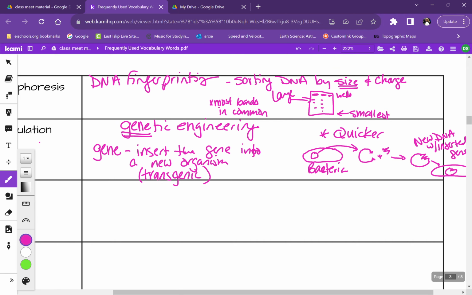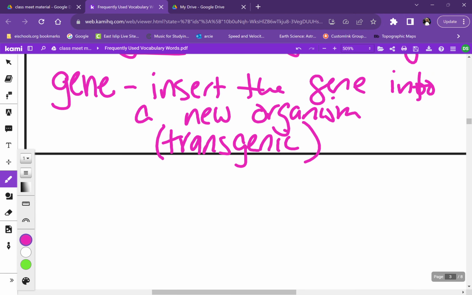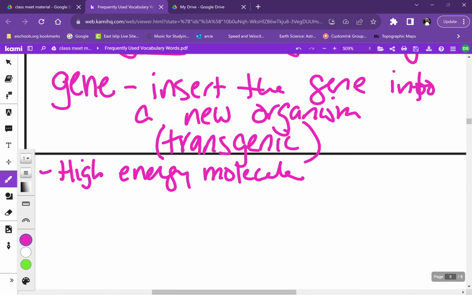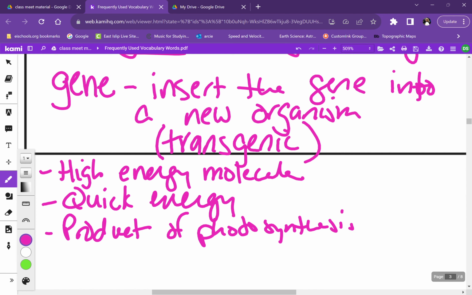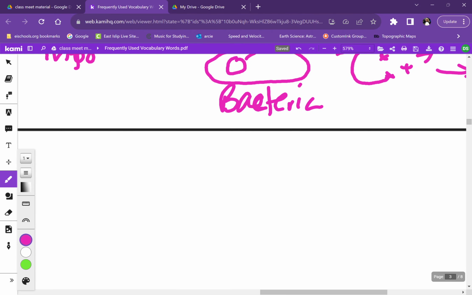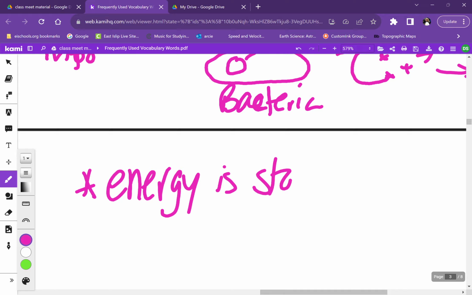All right, next one is going to be glucose. Glucose, we can say, is a high energy molecule. It gives us quick energy. It is the product of photosynthesis. Now, the most important thing that we need to know about glucose is that energy is stored in the bonds of glucose.